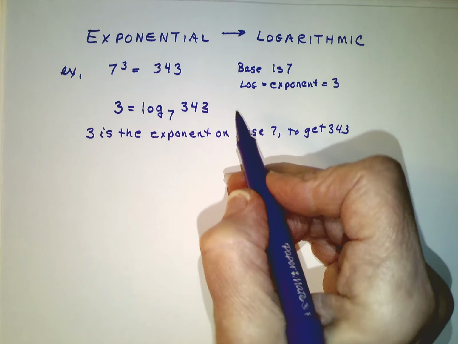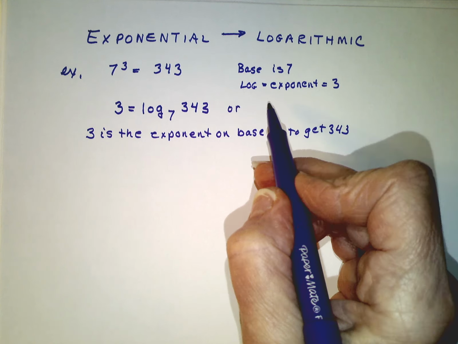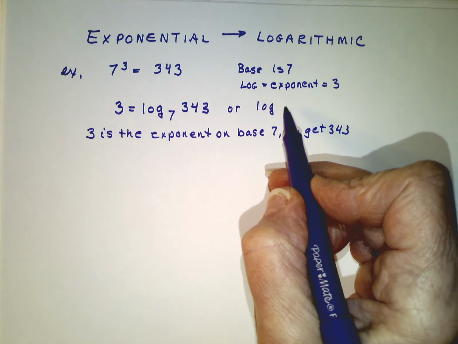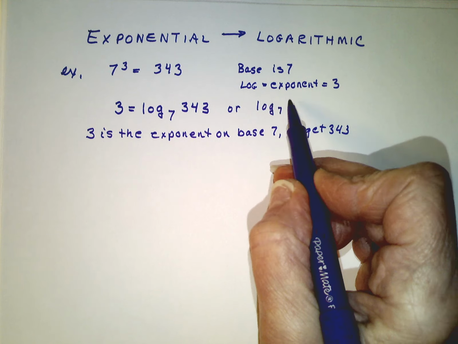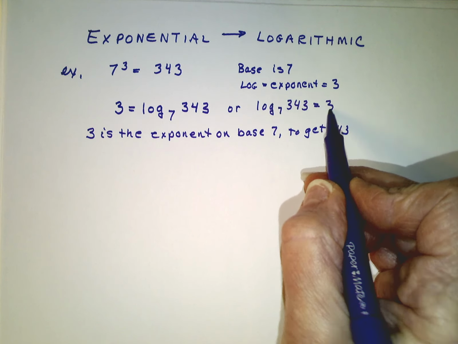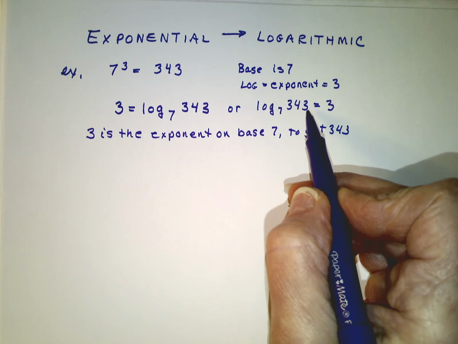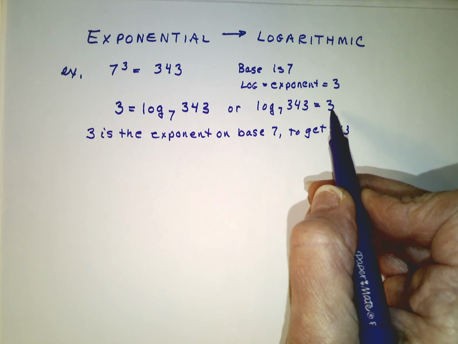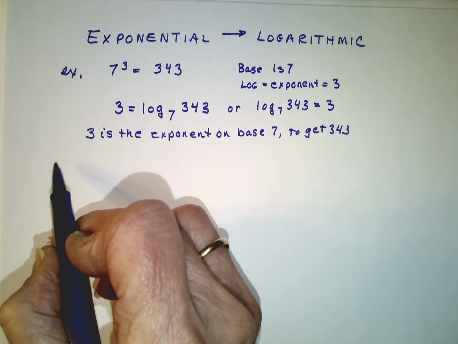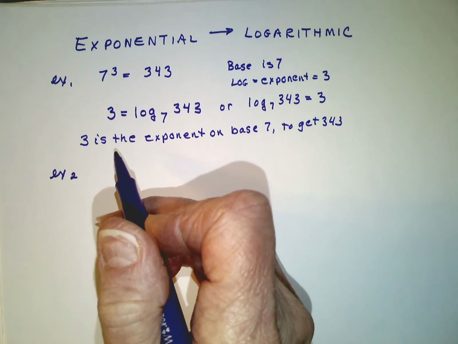That's a little strange. We could also have said log base 7 on 343 equals 3. That the exponent on base 7 to get 343 is 3. Just turns this sentence around backwards. Maybe we try another one.